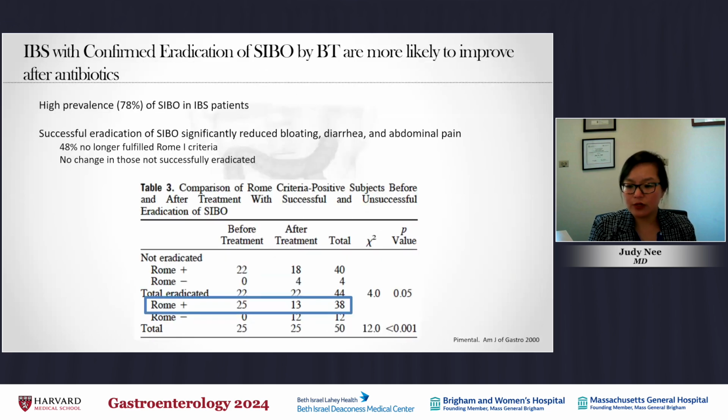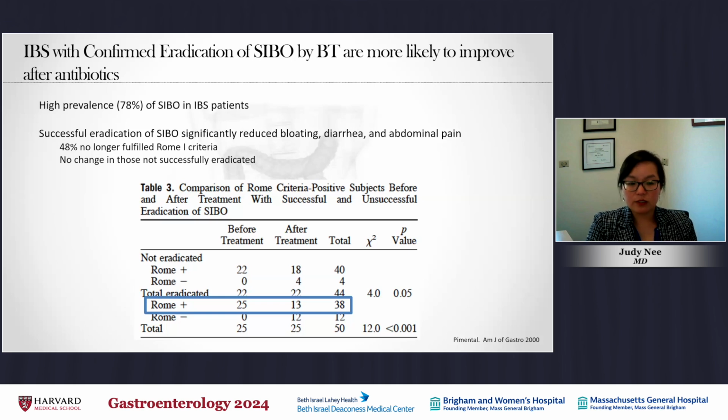This article in 2000 from the American Journal of Gastroenterology is the study that linked IBS to SIBO. What they found was that IBS patients diagnosed by Rome 1 criteria underwent lactulose hydrogen breath testing. If they were positive, they then underwent various antibiotics. This was not standardized. And then they repeated the lactulose hydrogen breath test after the treatment to confirm whether the patient had been eradicated or not.